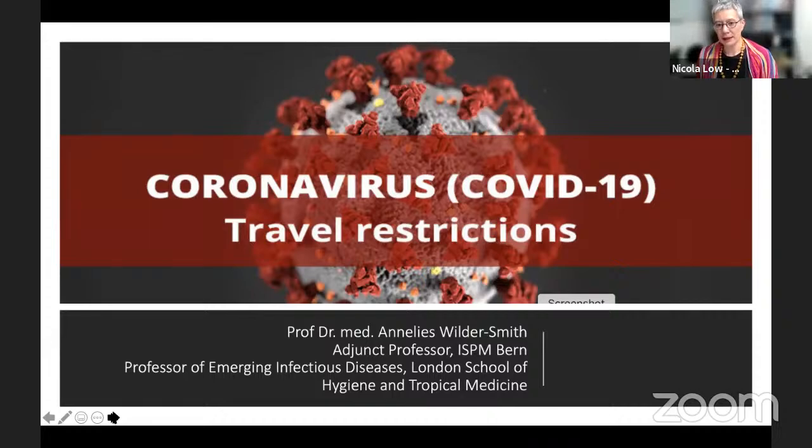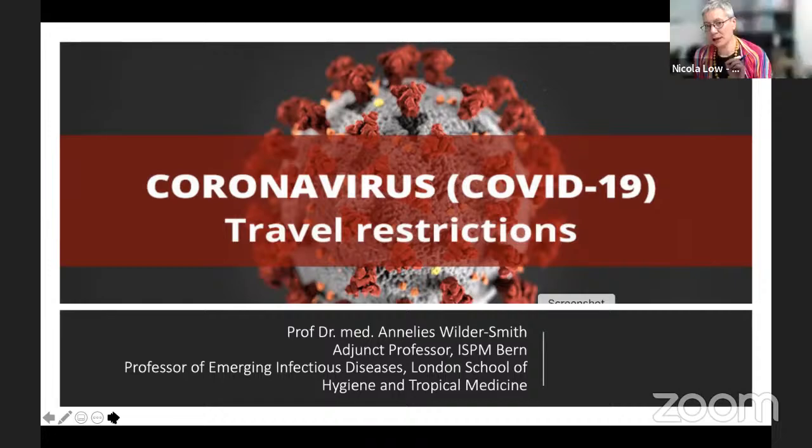The first speaker is Professor Dr. Annelies. She is a medical doctor, and she's an expert in travel medicine and emerging viral diseases. She's an adjunct professor here at the Institute of Social and Preventive Medicine and professor of emerging infectious diseases at the London School of Hygiene and Tropical Medicine. Her special interests are in viral infections such as Zika, dengue, chikungunya, SARS, influenza, and now COVID. She's led and co-led several clinical vaccine trials and international project consortia about emerging viral diseases.